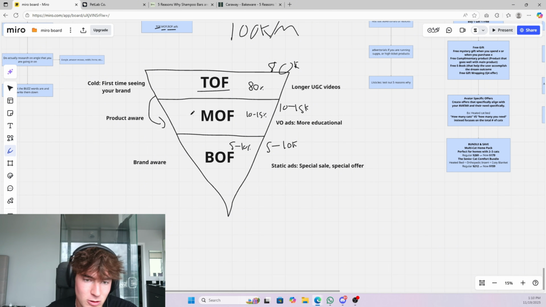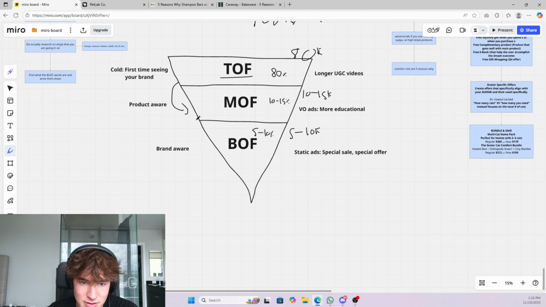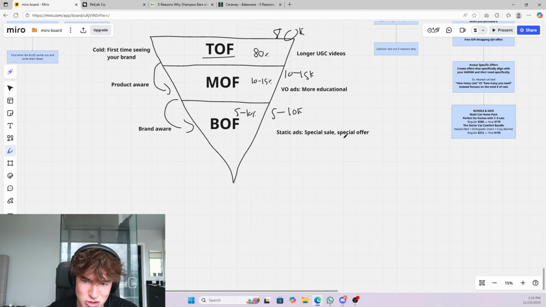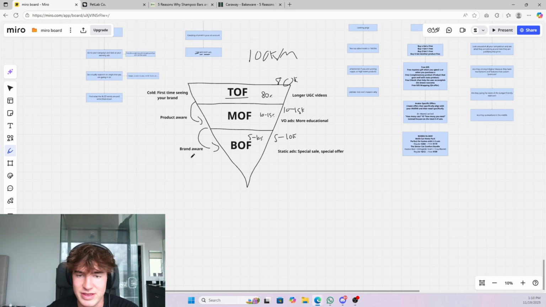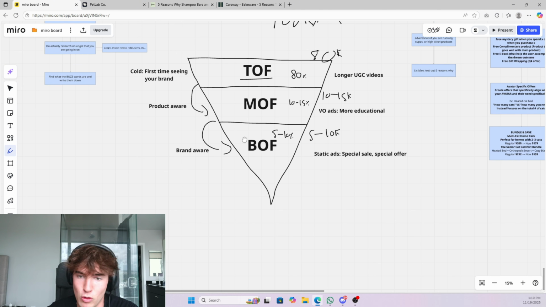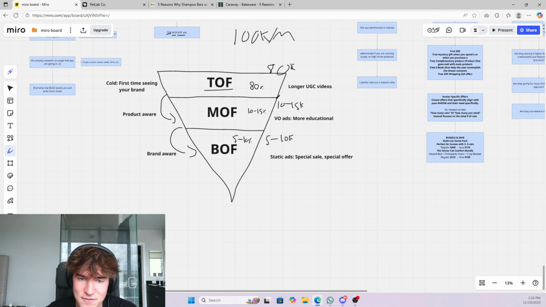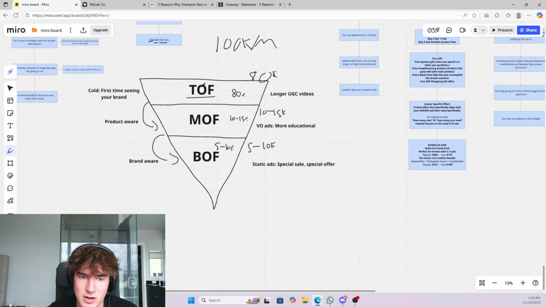Then out of those people, if they didn't end up buying from your middle of funnel ad, they're going to go down to the bottom of funnel ad, where now they're going to see your special sale, your special offer. These things are really going to push them over the edge. Having this full system set up is very important, because if you just have top of funnel ads running, like you just got out of the testing phase and that's the only thing you have running, these ads are eventually going to die out.